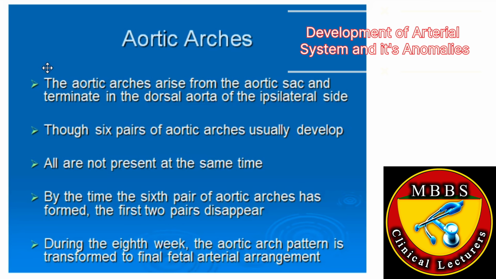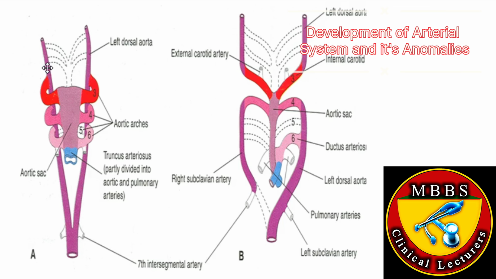Okay. This is a figure showing the 2 dorsal aortae running on either side of the heart, and there's an aortic sac, and it gives rise to the various aortic arches we can see coming out. The first and second degenerate, but the remnants remain in the form of the maxillary artery for the first one and the stapedial artery for the second one.